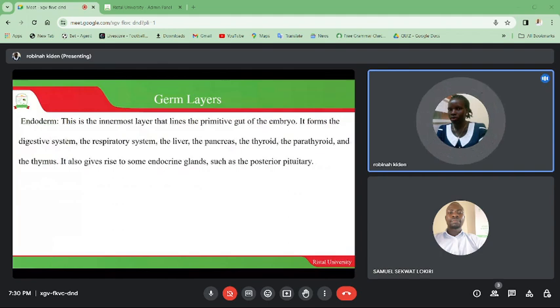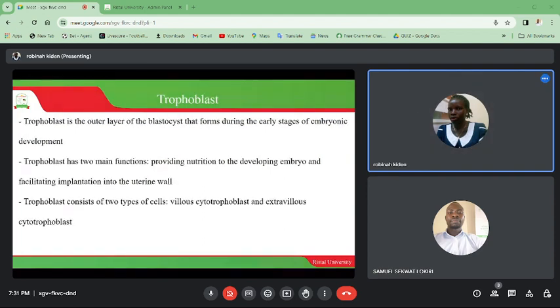Then we have the endoderm, which is the innermost layer that lines the primitive gut of the embryo. It forms the digestive system, the respiratory system, the liver, the pancreas, the thyroid, the parathyroid, and the thymus. So it also gives rise to some endocrine glands such as the posterior pituitary gland. Those do not need much explanation. That's why we just pass through them, because they are self-explanatory.